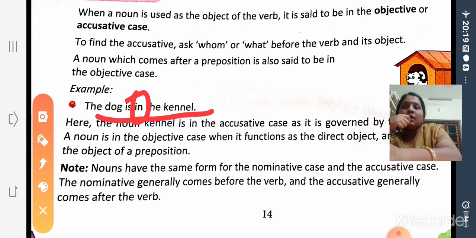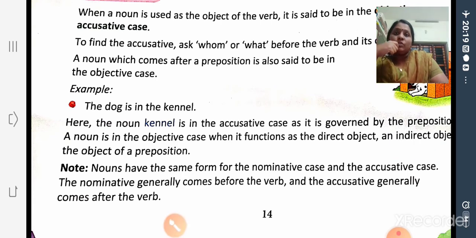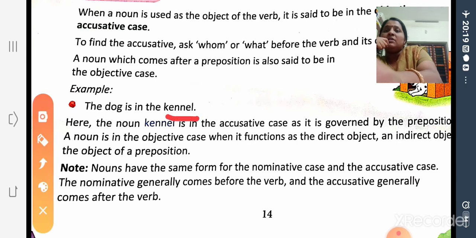Sometimes there may be two objects in a sentence, a direct object and an indirect object, that you studied last year. Direct object is in the accusative or objective case, and an indirect object is the object of a preposition. Here the kennel is the object of the preposition in.